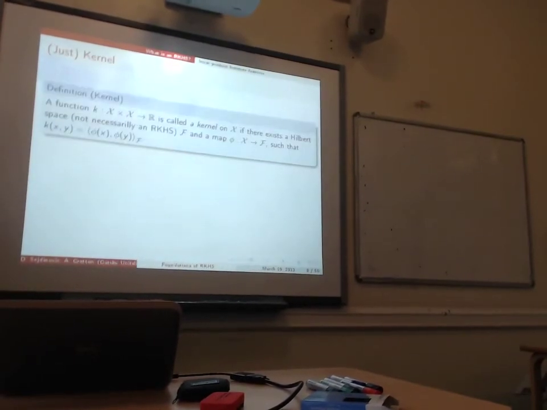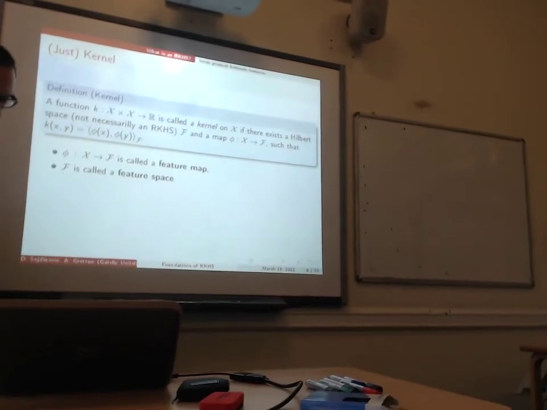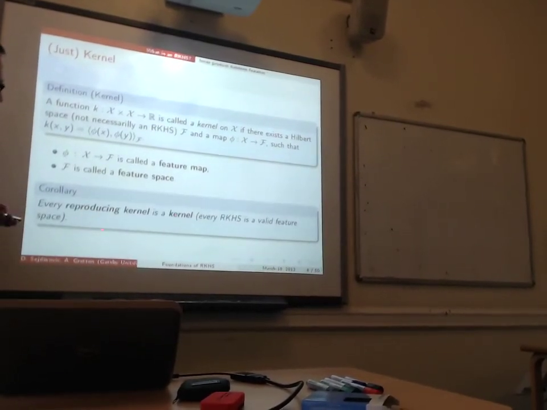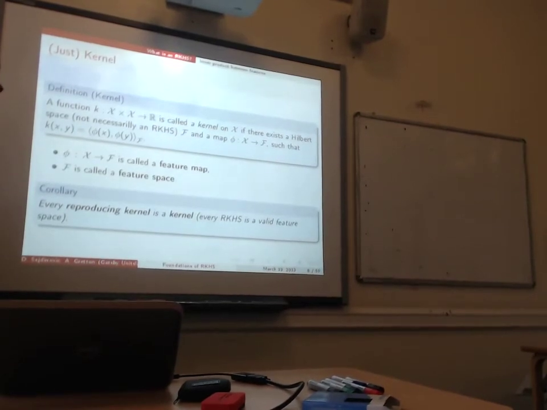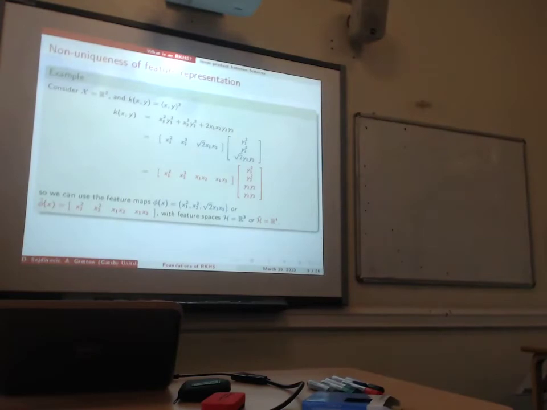So let's review this definition of a kernel as an inner product of features. I call a function a kernel if I can find some Hilbert space, that's not necessarily an RKHS, and some map such that that kernel is an inner product. And I'll call that map a feature map, and I'll call that space a feature space. And we've seen that every RKHS is a valid feature space because every reproducing kernel is a kernel. Okay, but this feature space representation of a kernel function is not necessarily unique.